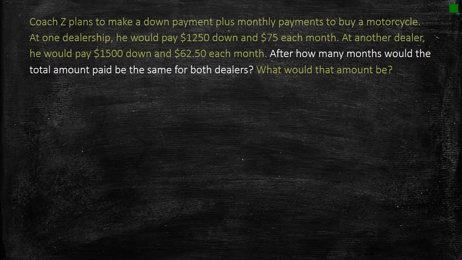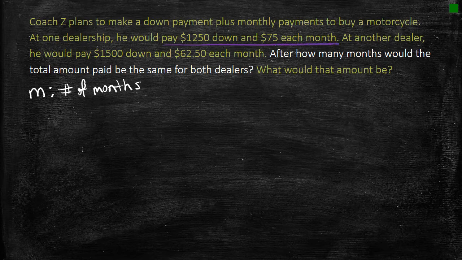Again, for this problem, I only want you to answer the question in white. After how many months would the total amount paid be the same for both dealers? So keeping in mind that we're looking for the number of months, we're going to use M to represent the number of months. And although we're only talking about one person this time, Coach Z has two options. He has one dealership where he would pay $1,250 plus an additional $75 each month.